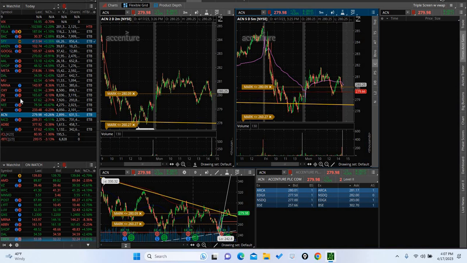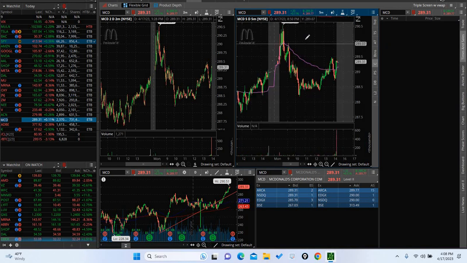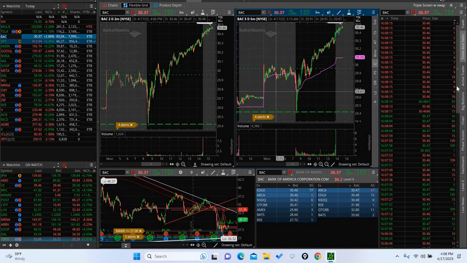So same way. Let's look at Mickey D's, McDonald's, you guys. McDonald's came up this morning, tested the VWAP, and as soon as it couldn't break, the risk reward is not too good on McDonald's, but you guys could kind of see the example. Happens a lot, you guys. Let's look at what happened in Bank of America today. Bank of America is a good one today.